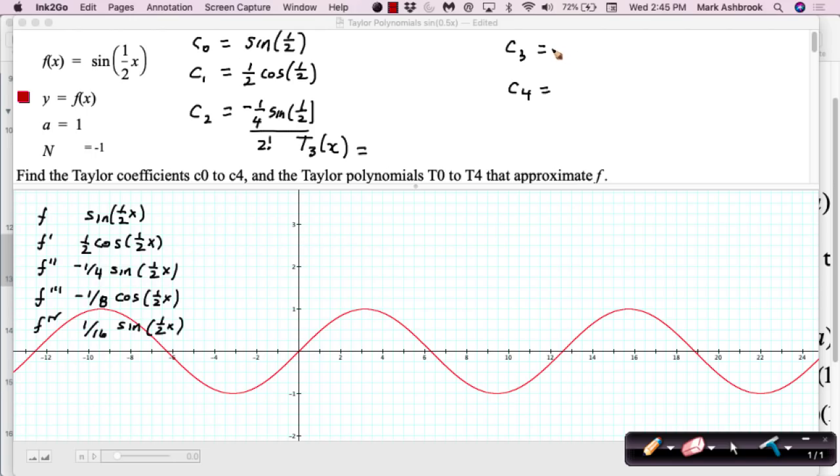All right, third one. Somebody else? Freddie, did you get this one? Did you get the third coefficient? No, I didn't. Okay. Chance, did you get it? Yeah, I think so. The third one is negative cosine 1/2 over 8 times 3 factorial. Yep, that's right. Negative 1/8 cosine of 1/2, all divided by 3 factorial. And then finally 1/16.